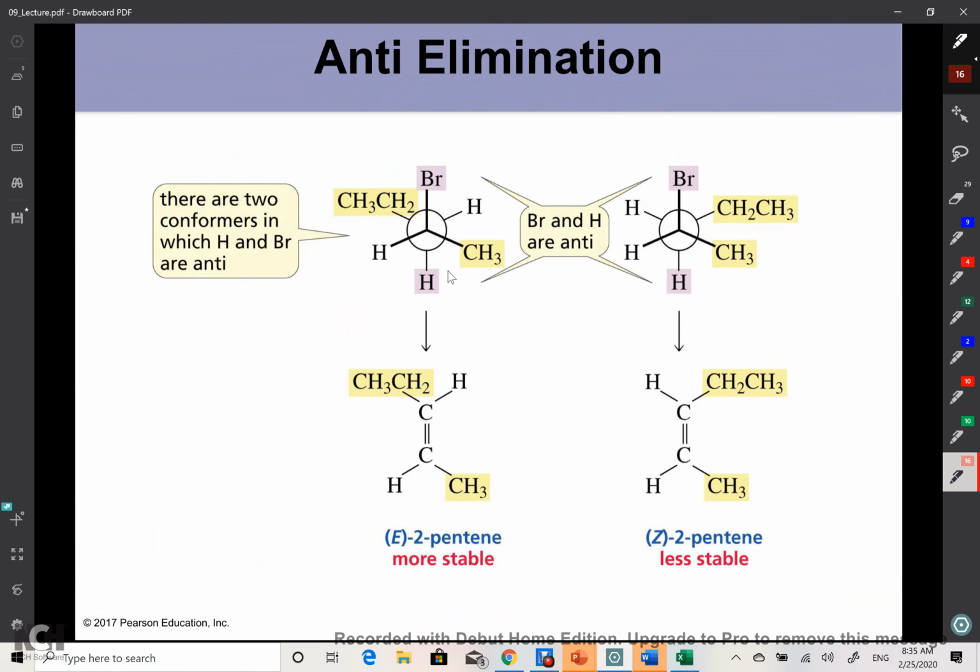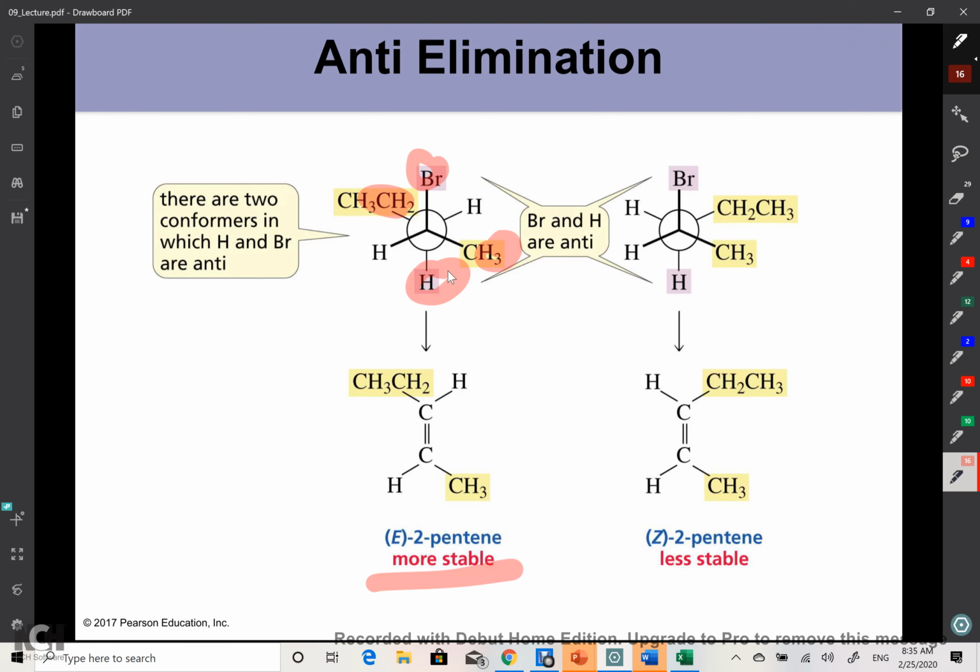And so if you look at the anti-elimination, the leaving groups are this hydrogen and the bromine. So they are opposite to each other. And by doing so, you also tend to put the two bulky groups away from each other. You are putting the bulky groups trans from each other. So that's how the E product is more stable.